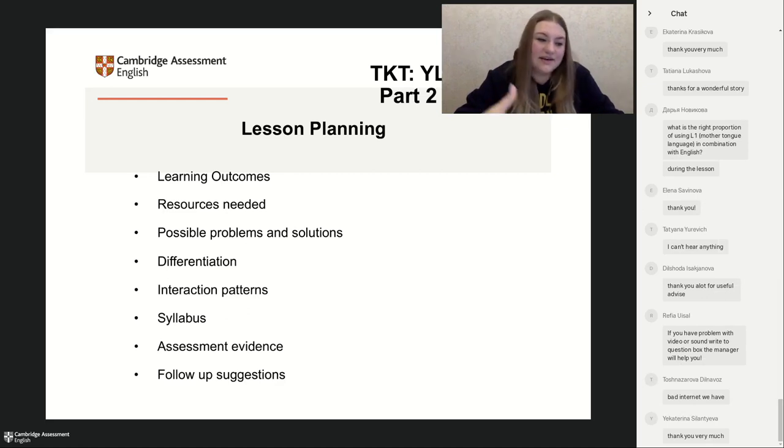Of course, syllabus, because sometimes we can be very creative, but we need to understand that our lesson fits their syllabus. They have the whole course that your students take for a year, or maybe for 2 years, or maybe for 2 months. It depends on your school and the programs you're working with. Assessment evidence, yeah, like what we're going to focus on, and follow-up suggestions, that's mostly for teachers. After the lesson, yeah, kind of reflection, what can you do to improve your teaching style, or maybe to help your learners to get some more results, better results, I would say.